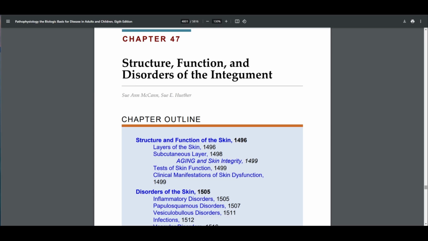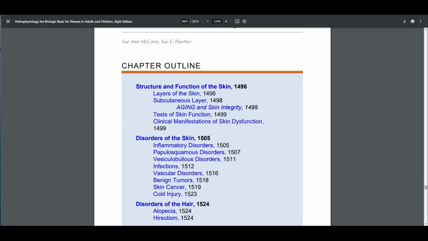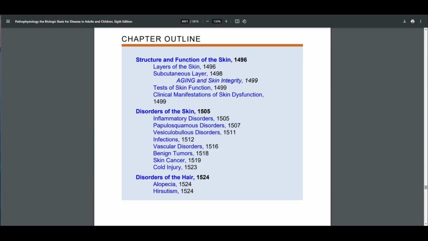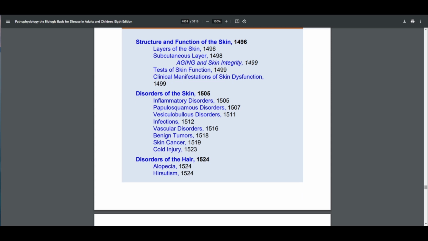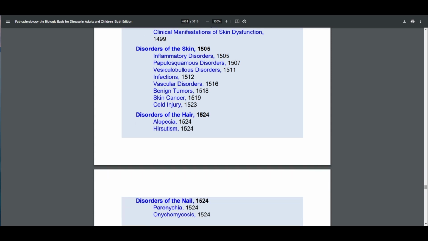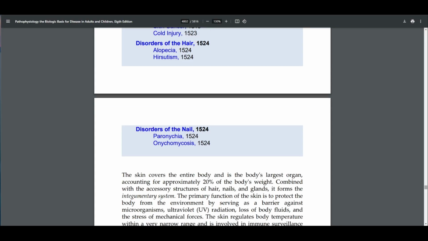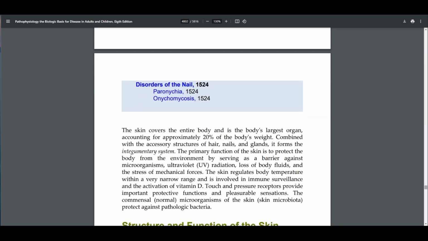Today we talk about chapter 47, Structure, Function, and Disorders of the Integument. We'll be reading the entirety of the chapter. Again, my pages may not line up as yours, but we'll cover all of it. So, we'll jump right in.